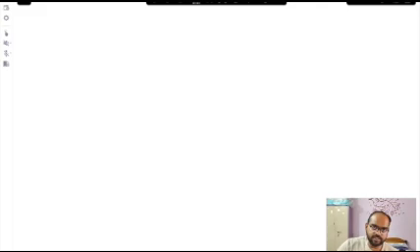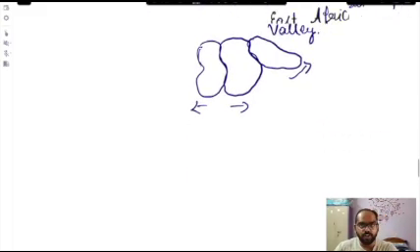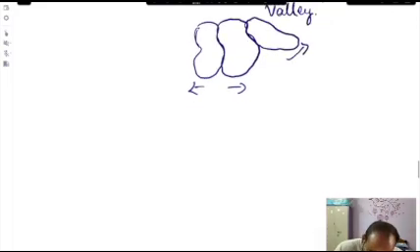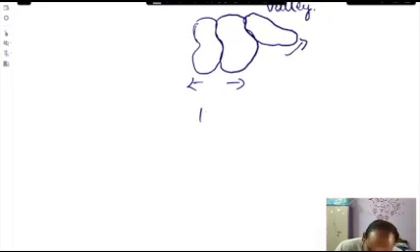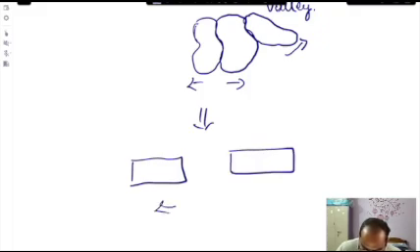There is further divergence. The divergence did not stop after the formation of the valley. Due to further divergence, this valley part also lengthens. This continental mass drifts apart.